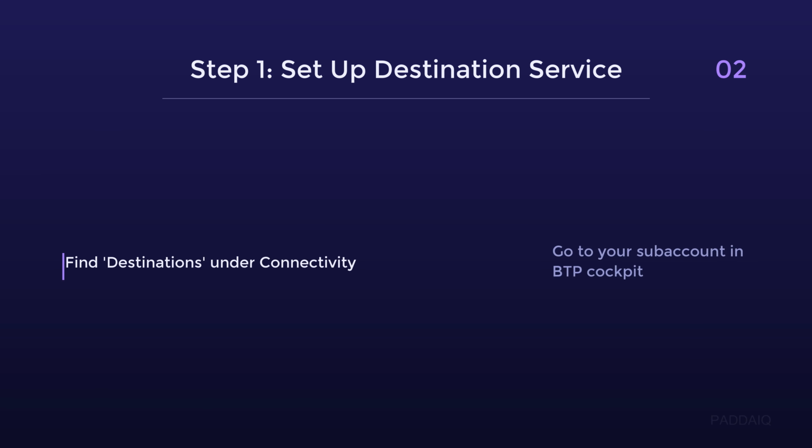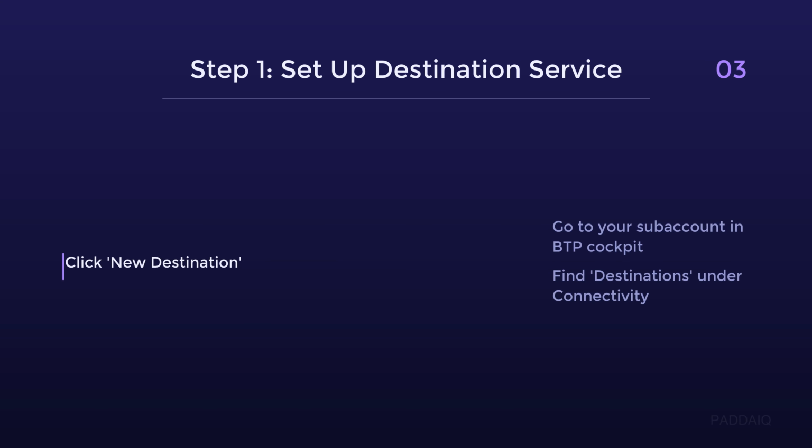Find destinations under connectivity. This is where you manage connections from SAP BTP to external systems like APIs or on-premise applications. For instance, you can link to a third-party weather service API to fetch real-time data in your app. This step is essential for enabling secure and seamless data exchange in your solutions.